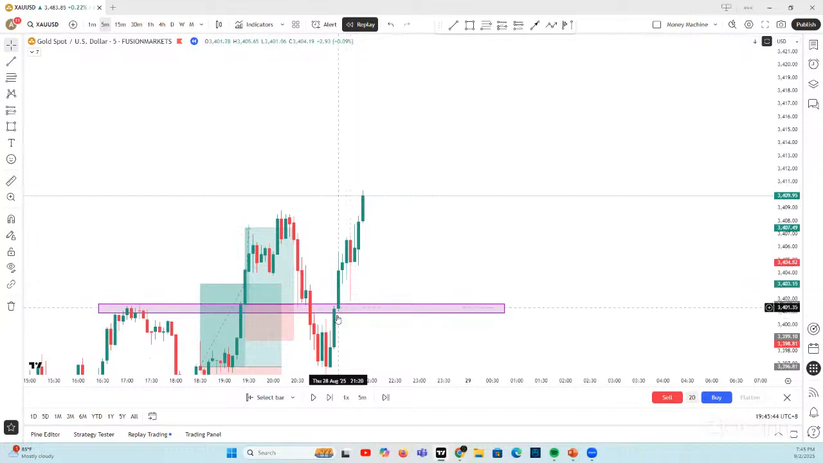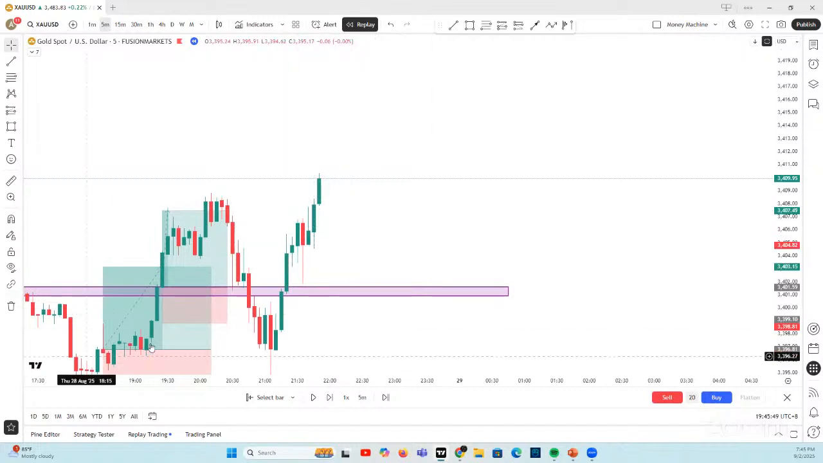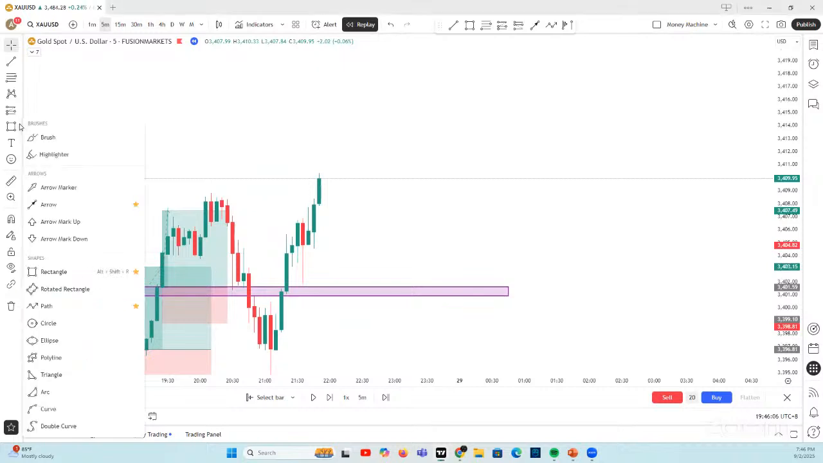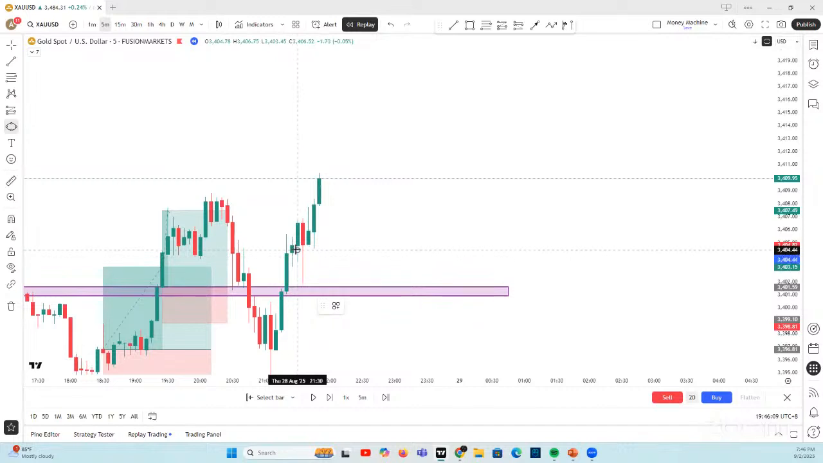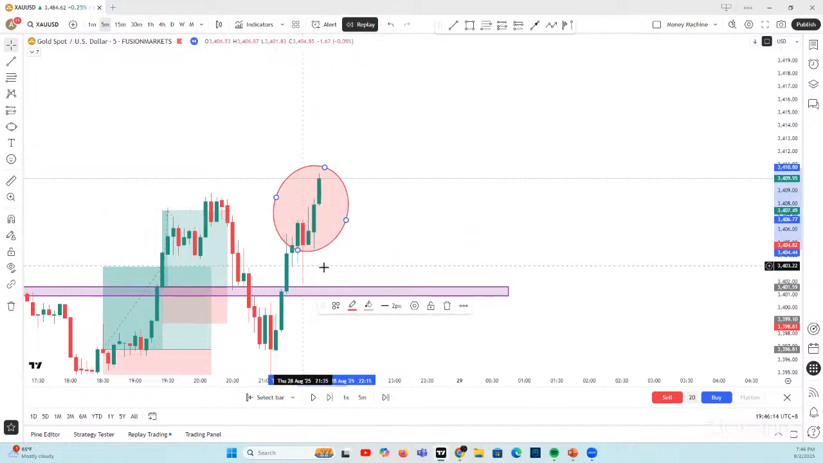So what do you notice here at this price action? What pattern do you see? Can anyone answer me? What pattern do you see here, my friends? Anyone? Can anyone answer me?